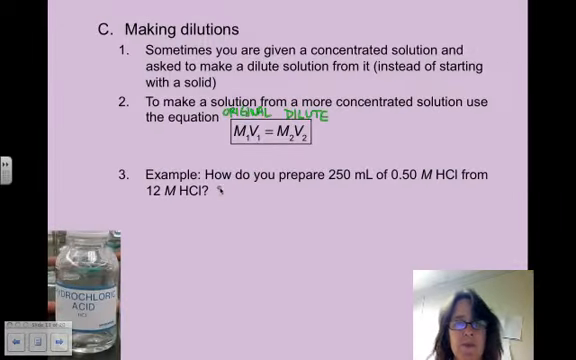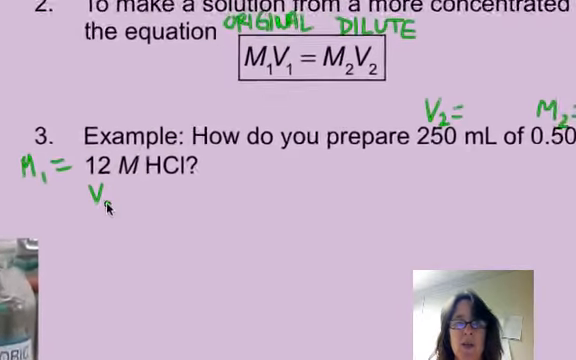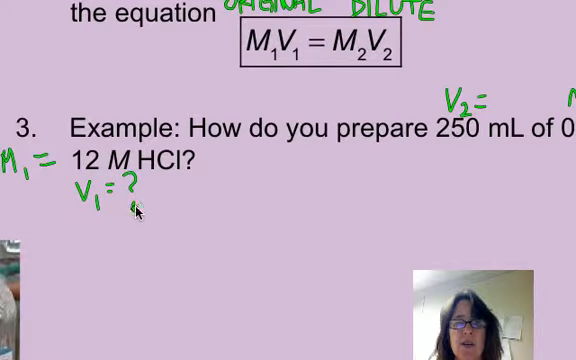Okay, so let's try an example. How do you prepare 250 milliliters of 0.50 molar HCl from 12 molar HCl? So we have to identify each of these numbers as one of the variables in the equation. How do you prepare 250 milliliters? Well, that doesn't sound like what you're starting with. That sounds like what you're trying to get, the new solution. So that would be volume 2, and this would be molarity 2. That's what you're trying to make. And you're preparing it from 12 molar HCl, so that would be M1. So the question is, what's V1? How much of that concentrated solution do we need?